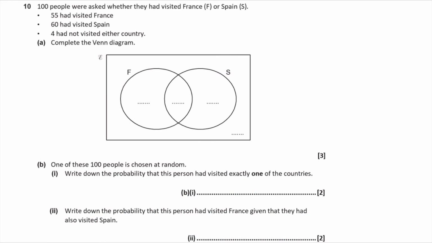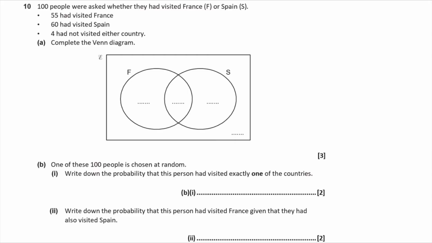Question 10. 100 people were asked whether they had visited France or Spain. 55 had visited France, 60 had visited Spain, 4 had not visited either country. Complete the Venn diagram. Right, so you have to be a little bit careful here because we don't know what the overlap is, but we can easily find it.